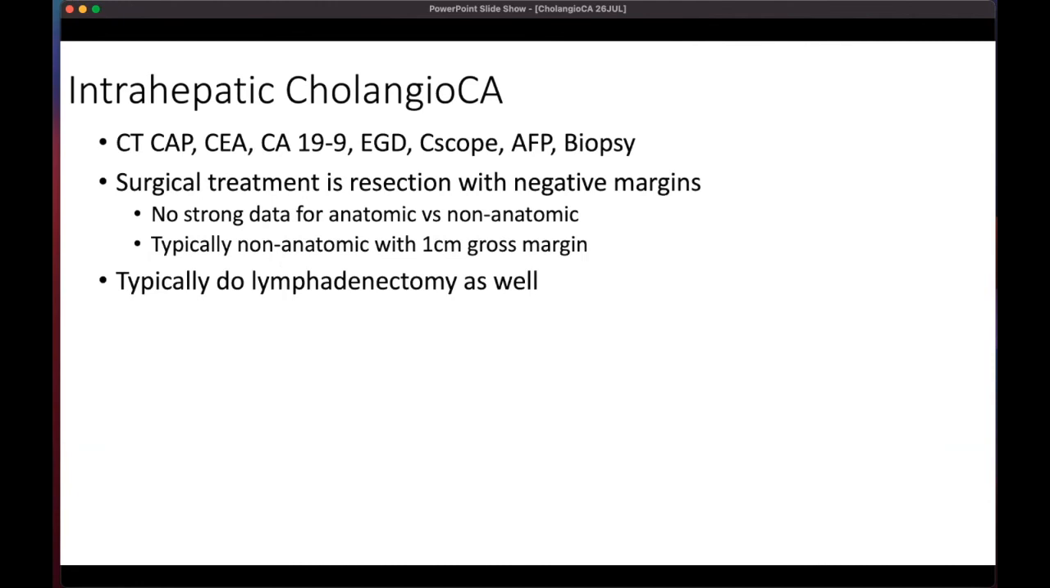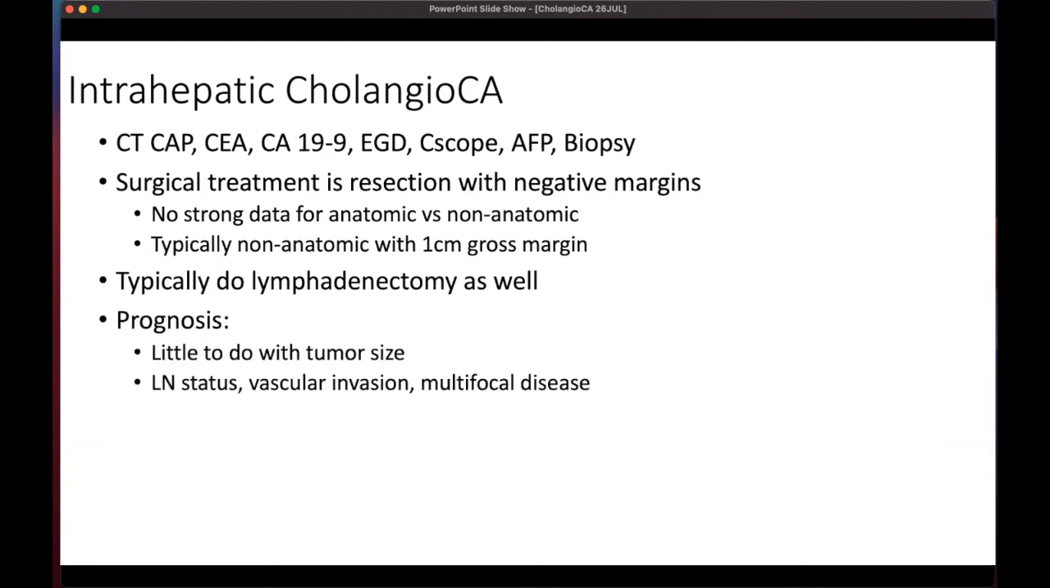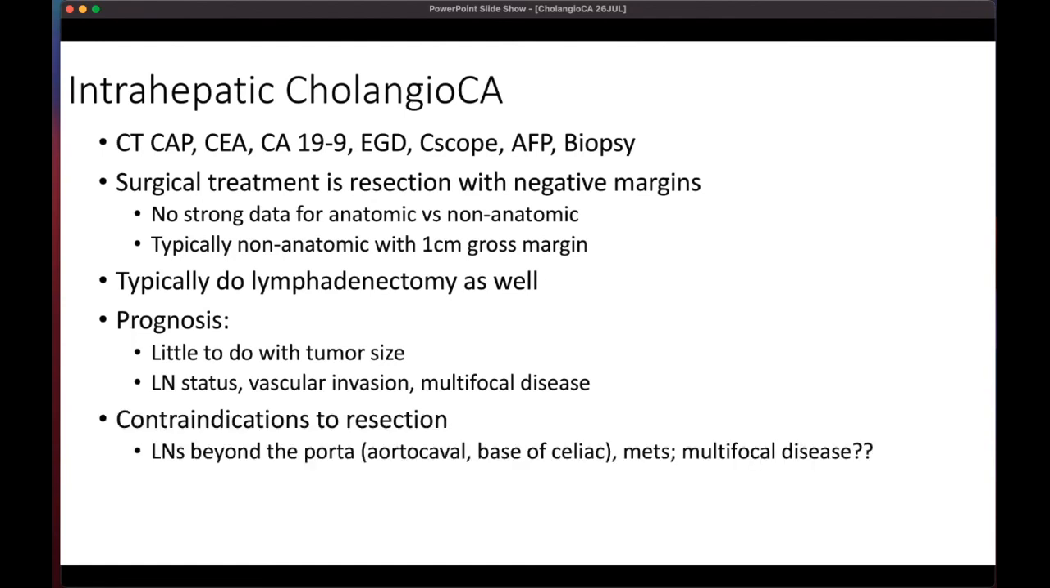And then lymphadenectomy, controversial, but I was taught to do a lymphadenectomy for all cholangiocarcinomas. And so I do a portal lymphadenectomy as well. Interestingly, prognosis doesn't have that much to do with tumor size for cholangio, but has to do with lymph nodes, vascular invasion, and multifocal disease. So an intrahepatic cholangio is just treated like most any liver tumor, resect it, okay?